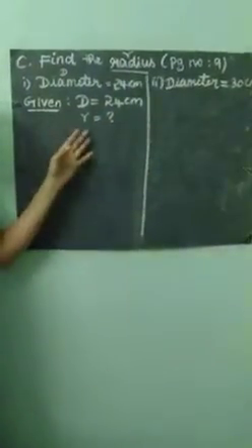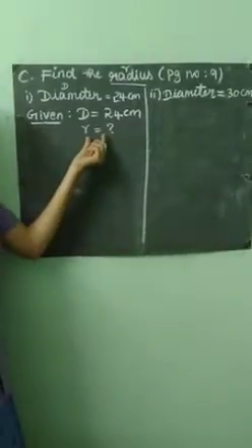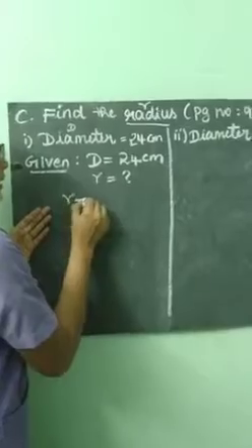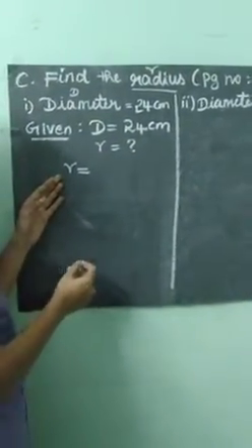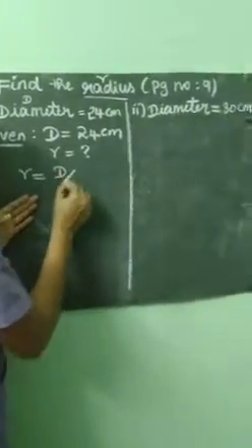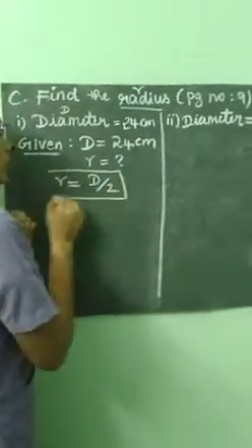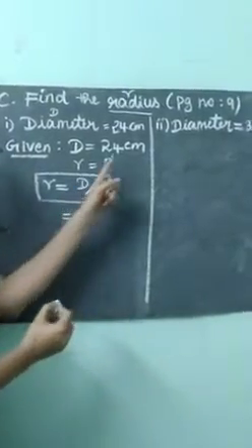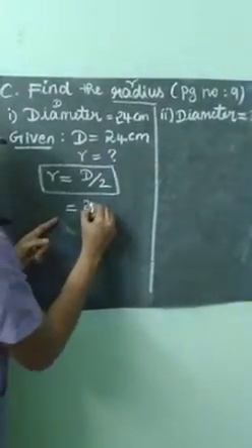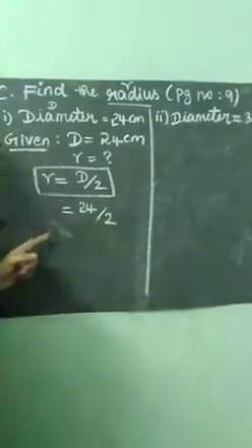Now which formula do we want to use here? Very good. Radius only we want to find out. So write the radius formula. Radius equal to, what is the radius formula? Yes, half of the diameter. So diameter divided by 2. This is the formula, put the box. Okay, and then equal to, D equal to 24. So 24 divided by 2.